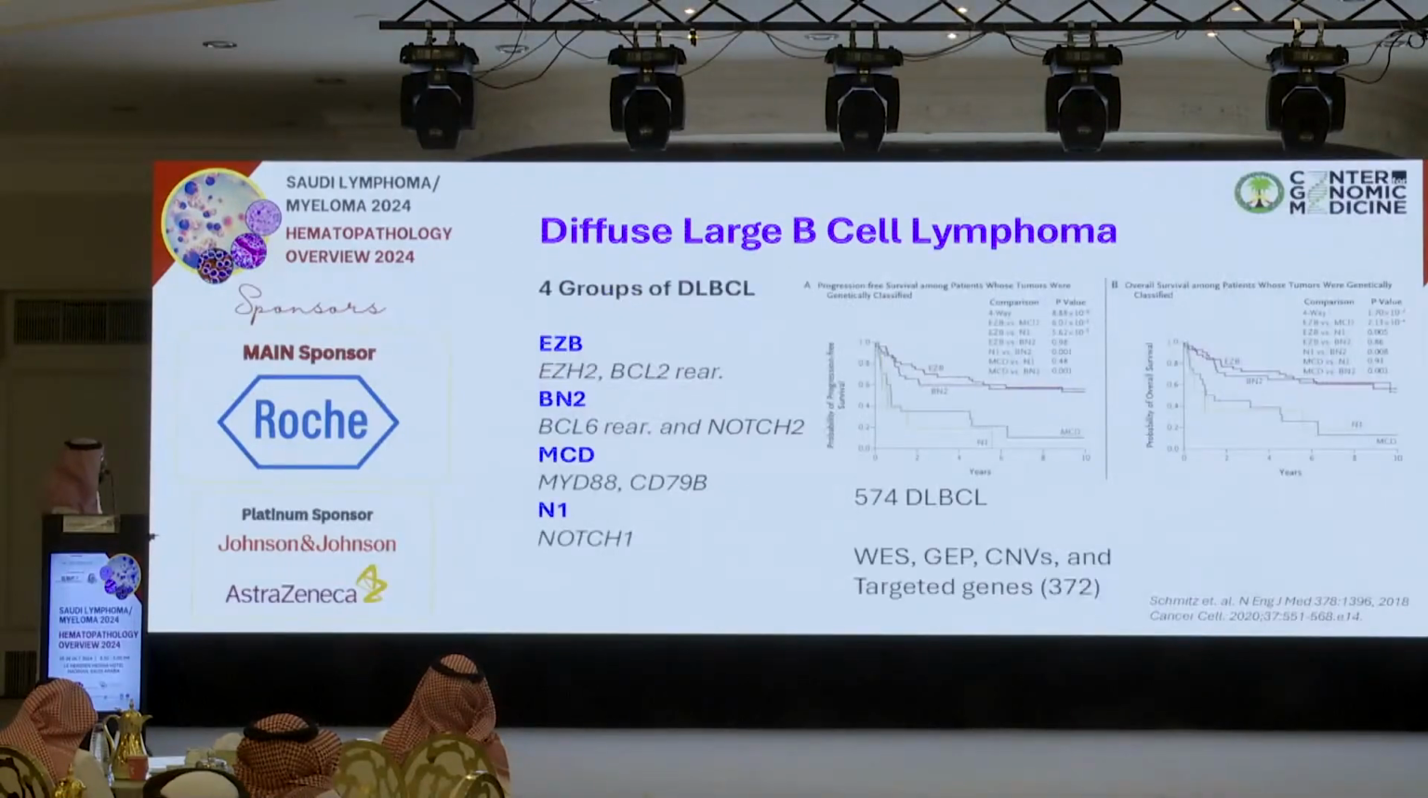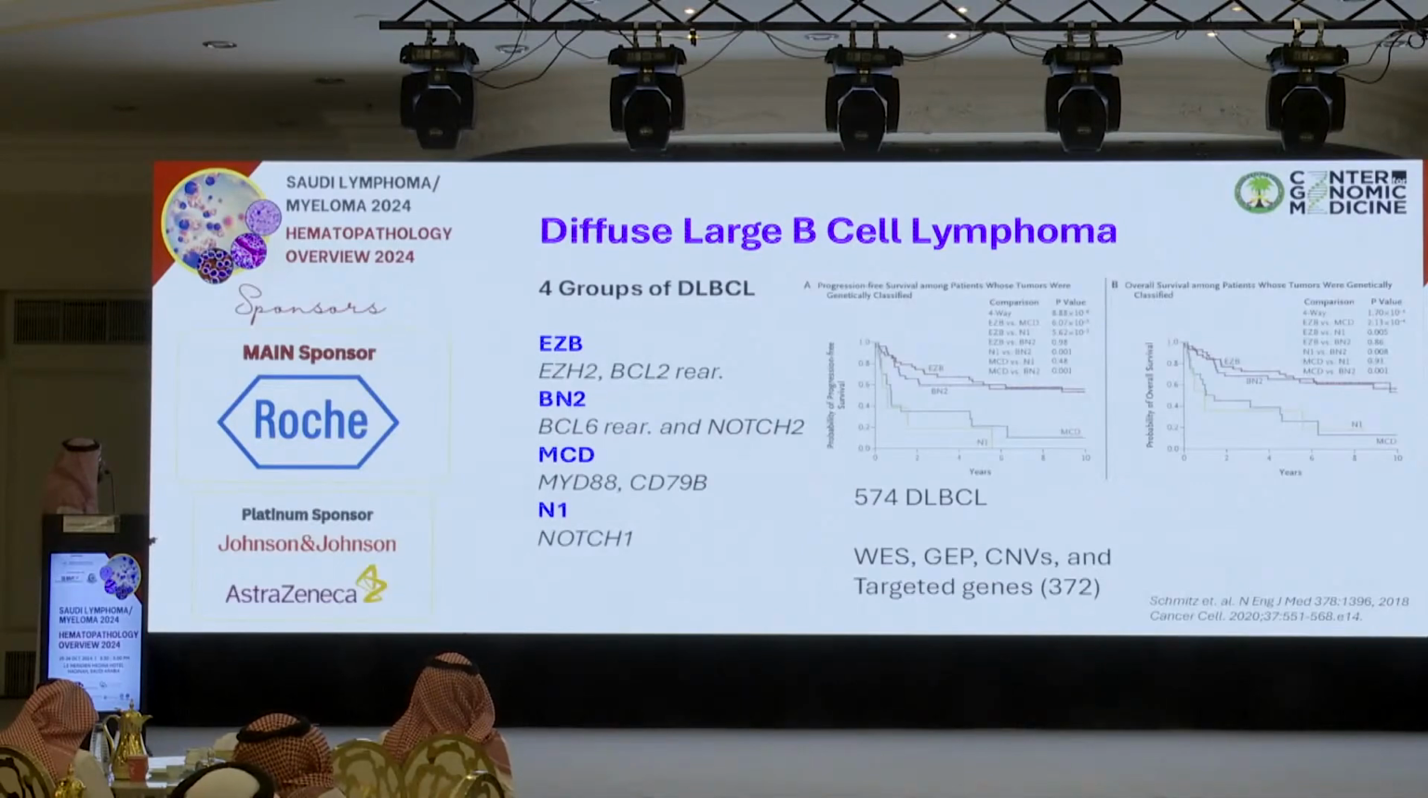Then there is another group from the NIH. They also have 574 DLBCL cases. They did whole exome sequencing, gene expression profiling, copy number changes, and also added targeted panels. So they focused on 372 genes in addition to whole exome sequencing, and they divided them into 4 groups. EZB, where you have EZH2 and BCL2 rearrangement, and this is the best group.